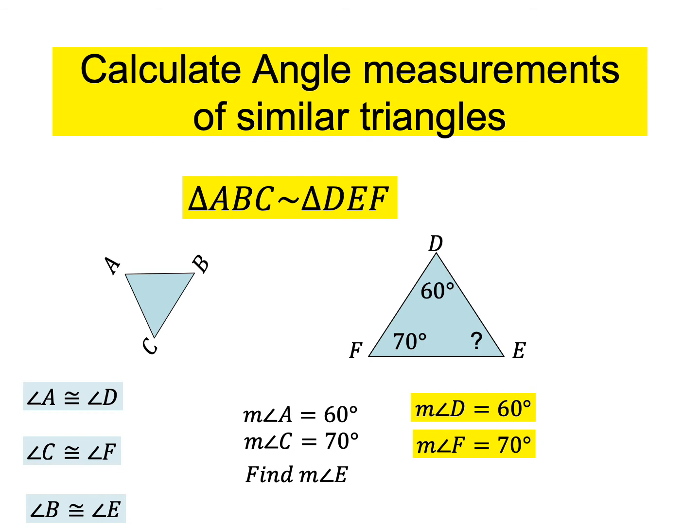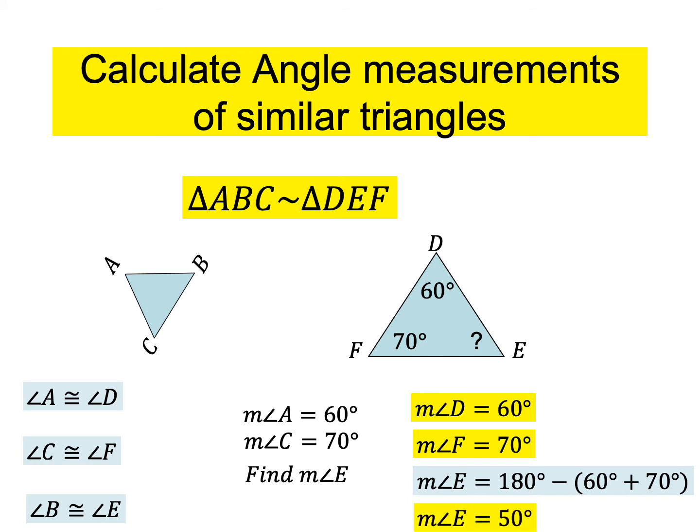Well, we know two of them. D and F add up to 70. So D and F would be, let's see, 60 and 70 is 130, and 180 minus 130 is 50 degrees. So how did I get that once again? There's the math there, but I'm using the fact that all three angles must add up to 180 degrees. I find two of them, and then I subtract their sum from 180 degrees. Does that make sense? Yeah, that's a pretty tough one.